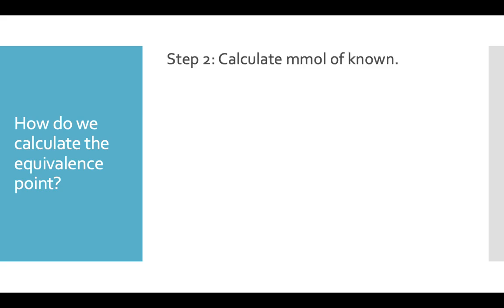The next step is to look back at the problem and calculate how many millimoles of known we have. So we were given the information that we have a 50 milliliter sample of 0.12 molar magnesium hydroxide. That's our known. They were asking us a question about the hydrochloric acid. We did not know the volume of hydrochloric acid, so that substance is our unknown at this point.